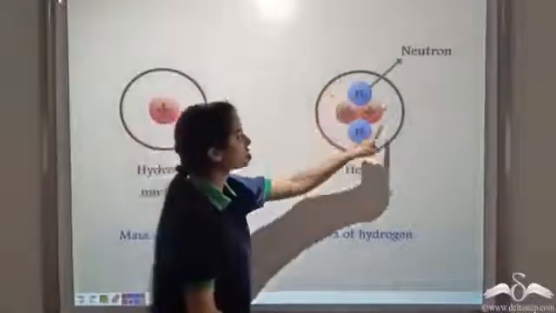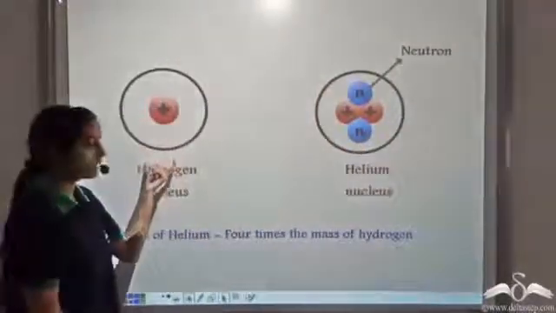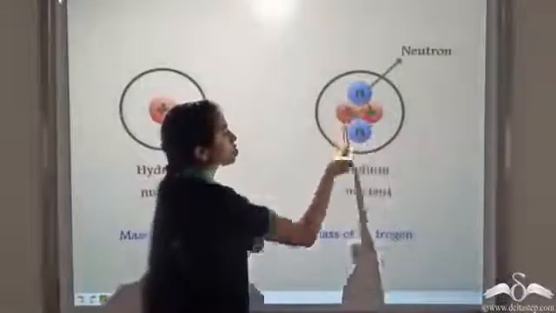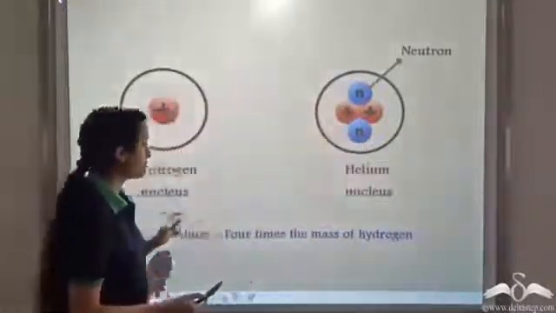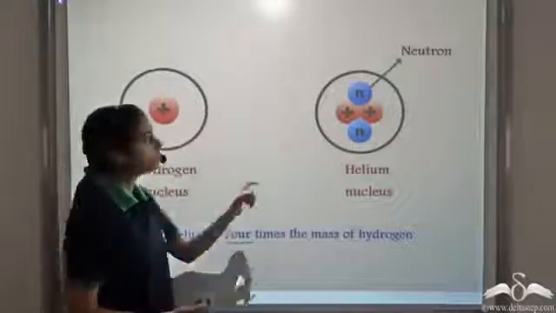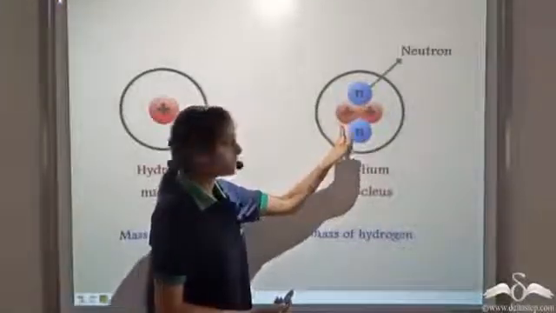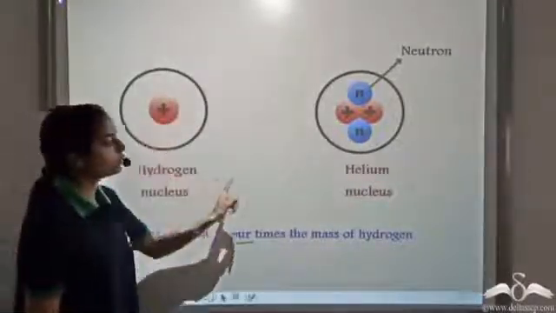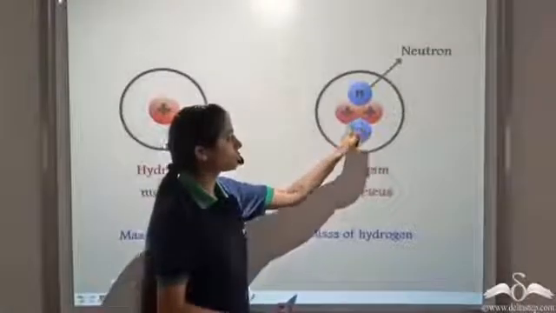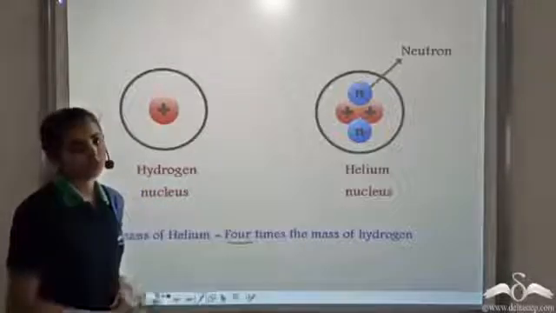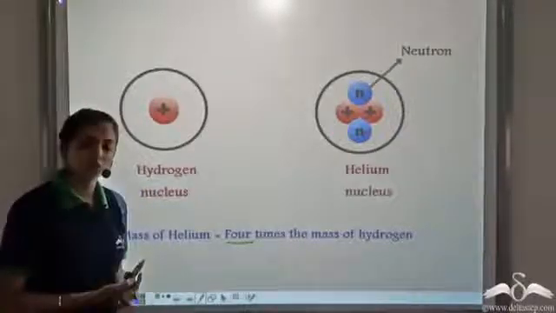Helium nucleus has 4 times the mass of hydrogen nucleus. Therefore, it has 2 extra neutrons. These 2 neutrons make the mass of helium nucleus 4 times the mass of hydrogen. Since we know that the mass of neutron is equal to the mass of proton and hydrogen nucleus has only 1 proton, these 4 particles, 2 protons and 2 neutrons, make the mass of helium 4 times the mass of hydrogen. And hence, this is how neutrons were discovered.